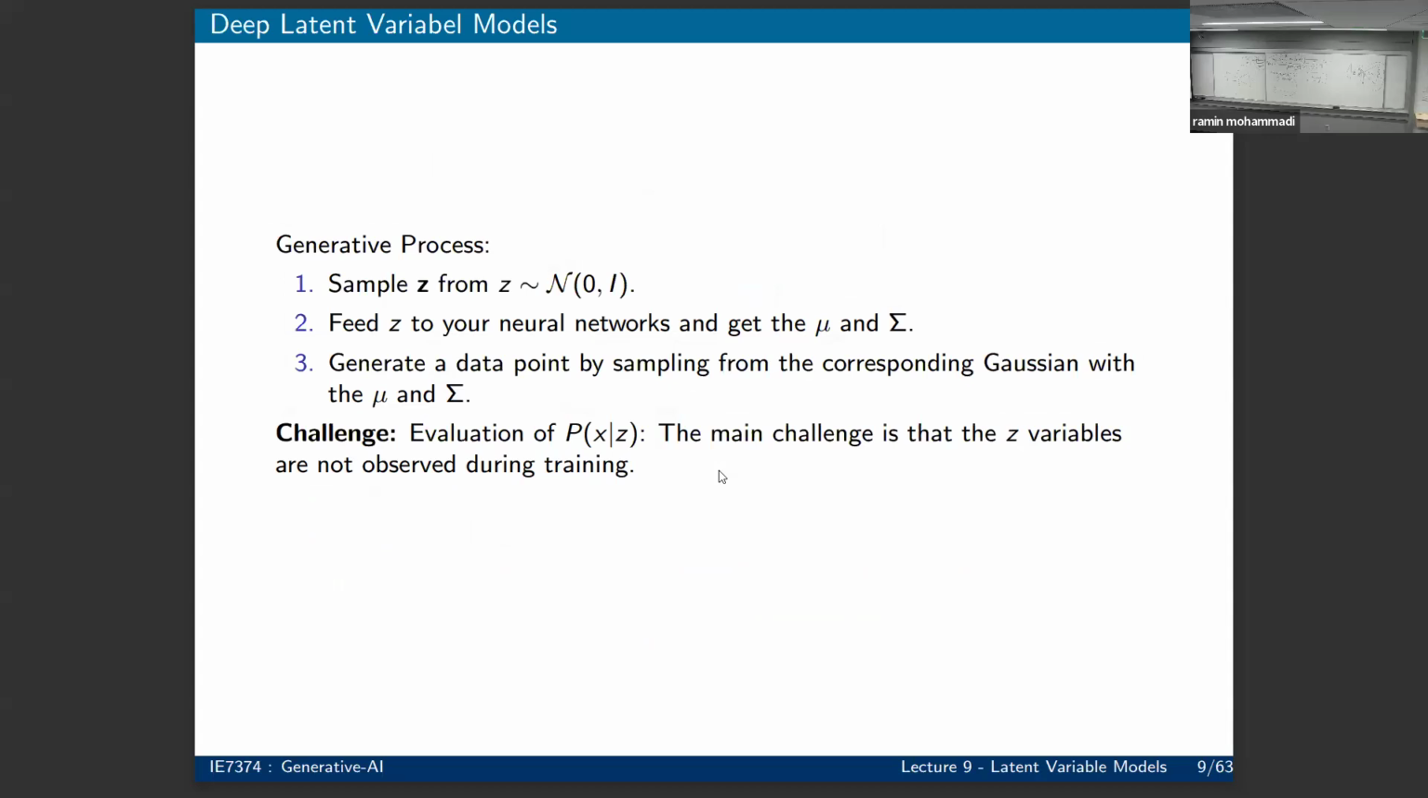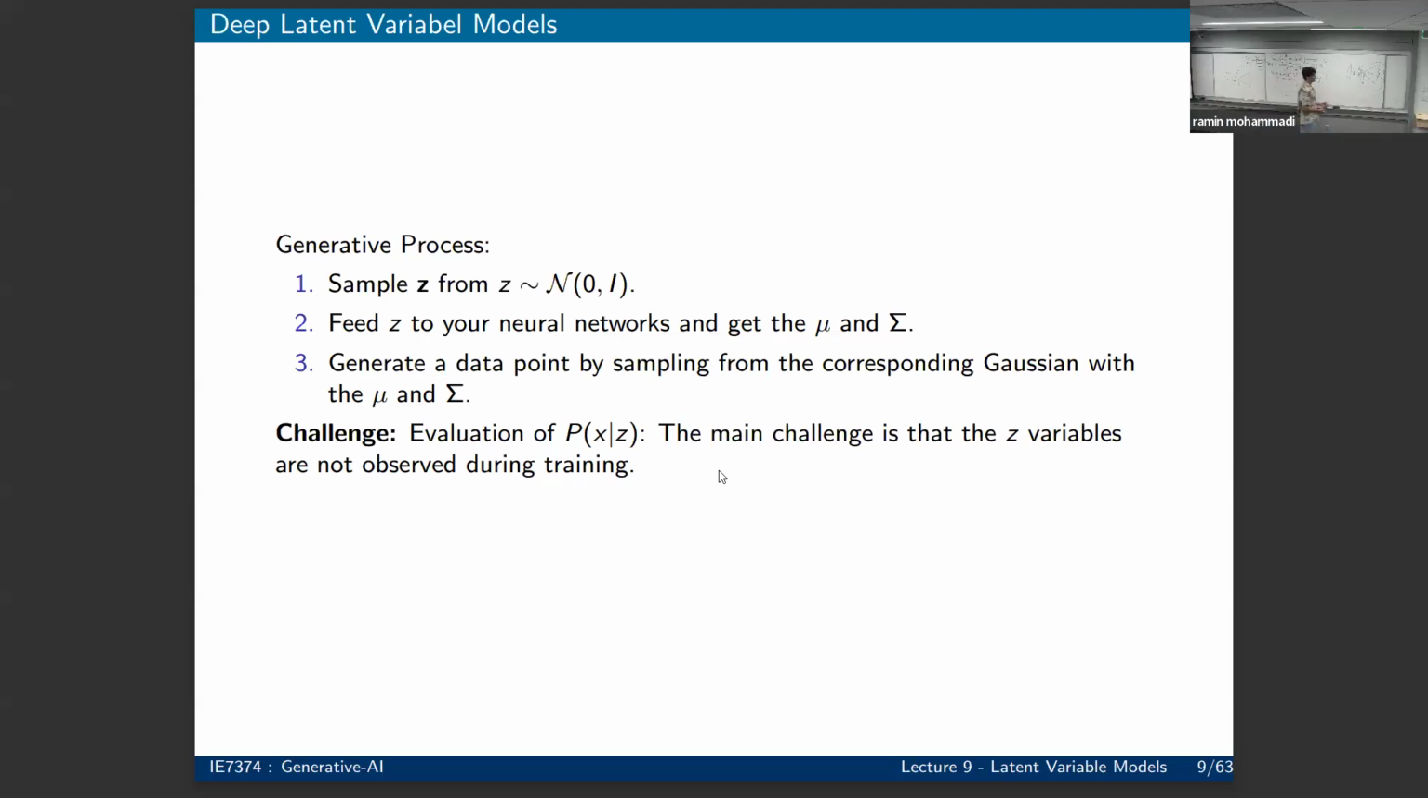Okay. Now, there are challenges here. The first challenge is that Z is not observed. We don't know Z. If you haven't seen Z, it's challenging to try to answer the question: what's the probability of X given Z? So itself, it basically is challenging.